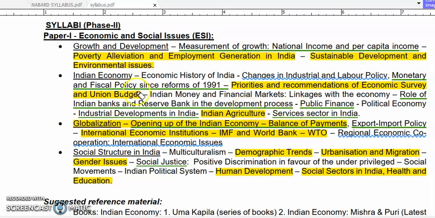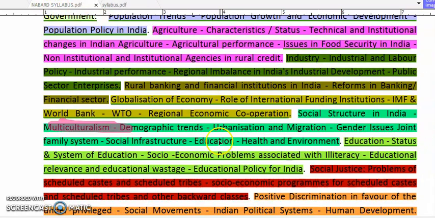Hello guys, this is the RBI Grade B syllabus in front of you. Today we are going to discuss a new topic which is related to globalization, but it will not be a core RBI Grade B topic. It is actually related to the NABARD topic.